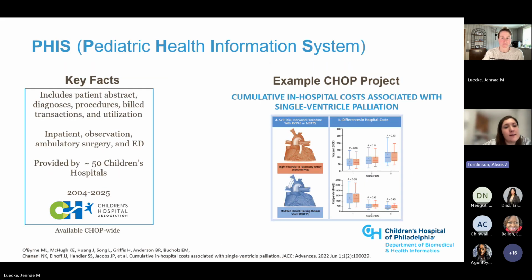Okay, next slide. The last one I wanted to touch on today is PHIS, or the Pediatric Health Information System. This is an administrative data set that includes contributions from about 50 children's hospitals across the country. It includes details on patient abstract, diagnoses, procedures, also information on billed transactions, observation, ambulatory surgery, and ED encounters. PHIS is also very useful for healthcare utilization projects and looking into cost of procedures and things like that. In this example project here, researchers calculated the cumulative in-hospital costs as well as costs per day alive associated with 2 different procedures.